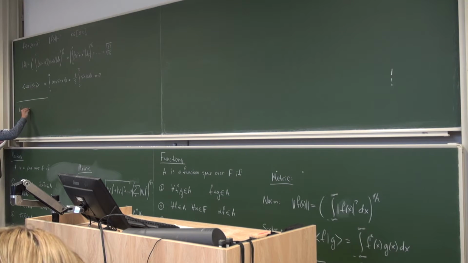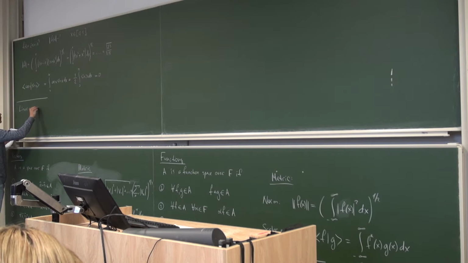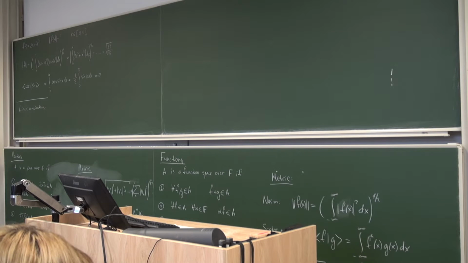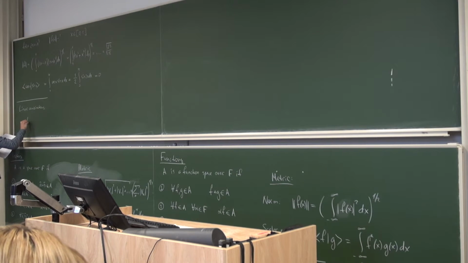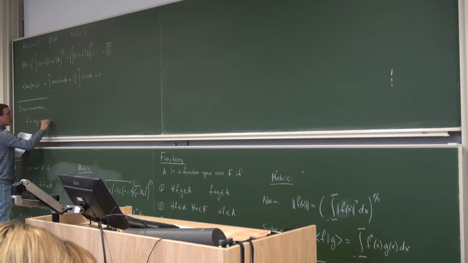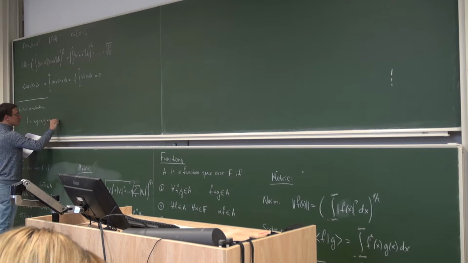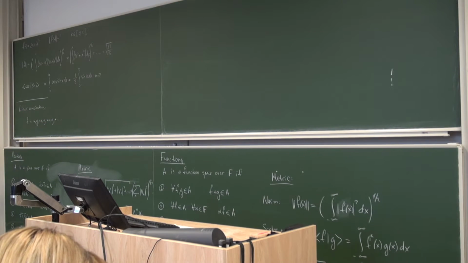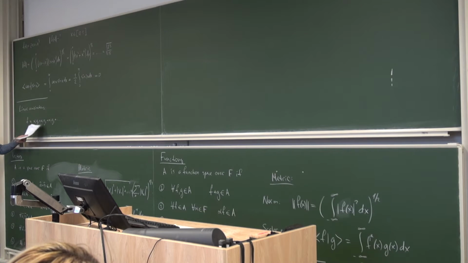Linear combinations. The definition is exactly the same as for vectors. F equals alpha 1 G1 plus alpha 2 G2 plus alpha 3 G3 and so on. And if F can be expressed in such a form, then it is said that F is a linear combination of the functions G1, G2, G3 and so on.